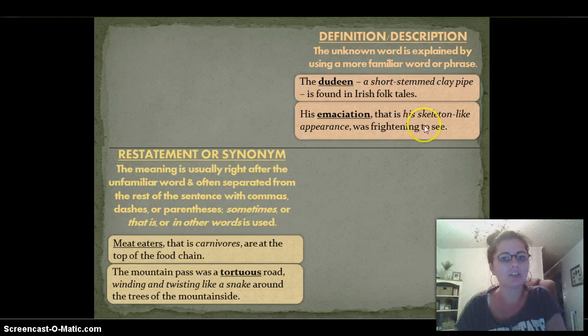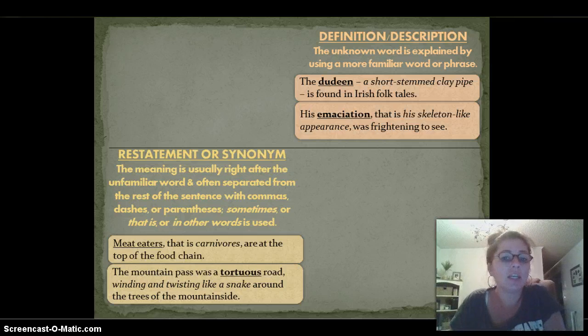It's right there. So don't just skip words that you don't know or look unfamiliar or intimidating. Read the rest of the sentence. There might be a definition or description. The next one, his emaciation, that is, his skeleton-like appearance, was frightening to see. So there's that signal right there. That is his signal, his skeleton-like appearance.